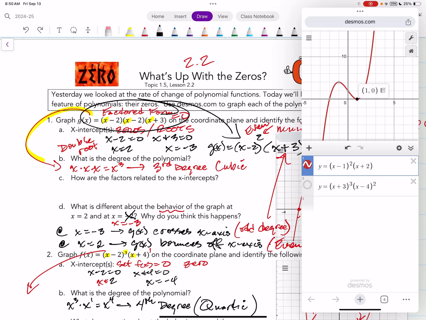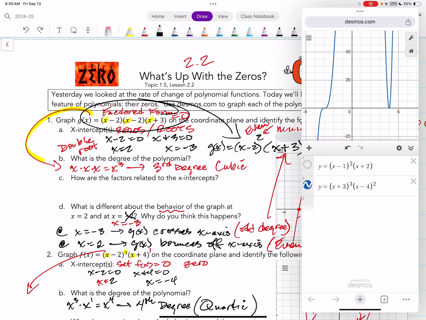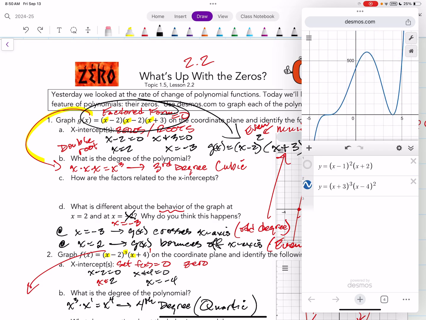So even powers like 2, 4, 6, 8 produce a bounce, and odd powers like 1, 3, 5, 9 produce a crossing. It sharply crosses through the x-axis like at negative 2 here when the degree is 1. But if the degree is like 3, 5, 7, and 9, any higher power other than 1, like this other one here, you'll notice that we have a different thing happening.